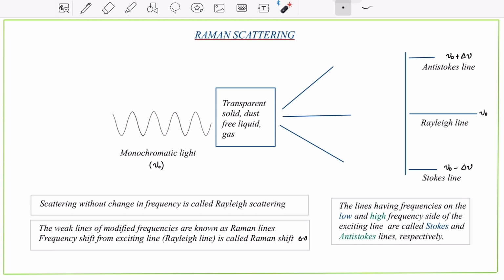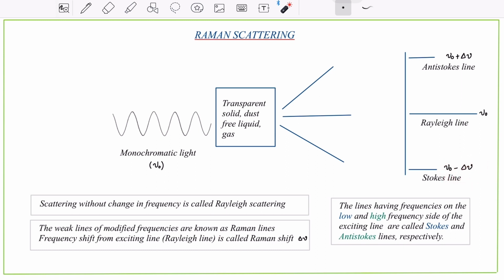Now the scattering without change in frequency is called Rayleigh scattering. Now we have a Rayleigh line which has the same frequency as that of the incident frequency. But there are weak lines of modified frequency on either side of the exciting line or Rayleigh line that are called Raman lines, and the frequency shift is called Raman shift. If you see, there are anti-Stokes lines and Stokes lines.